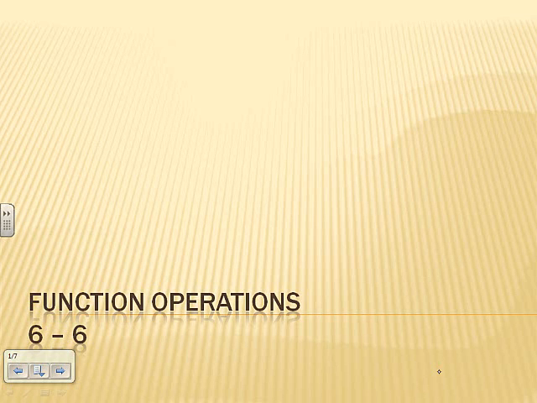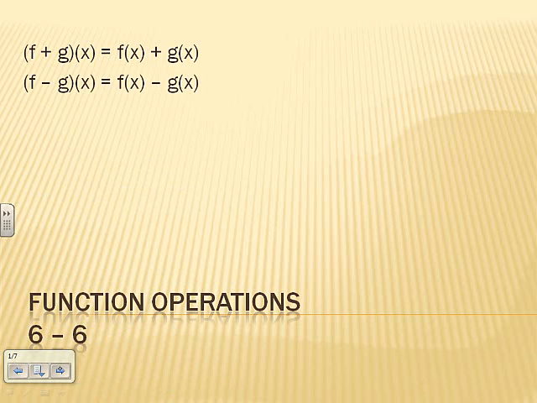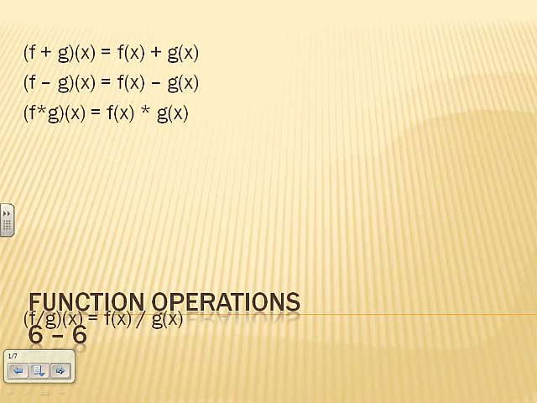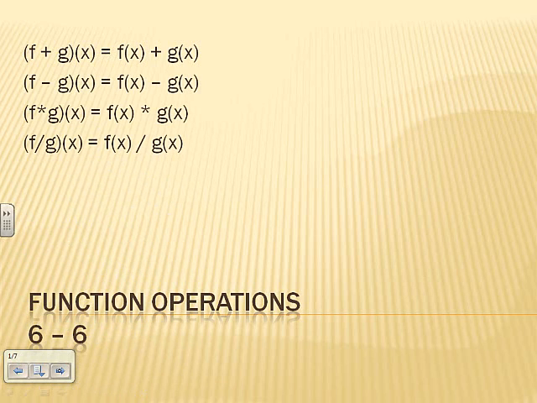Today we're going to be looking at function operations, section 6.6 in the book. Function operations can be written in two different ways. You can see it as the first way, like (f + g) in the parentheses, which just means this f function plus whatever the g function is. So you can add two functions, you can subtract two functions, you can multiply two functions, or you can divide two functions. So let's look at some examples.